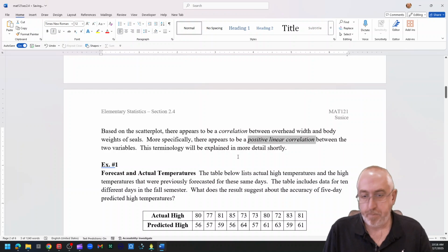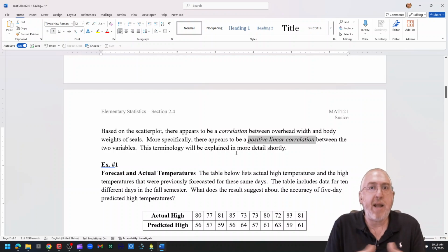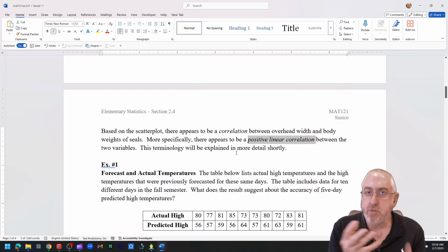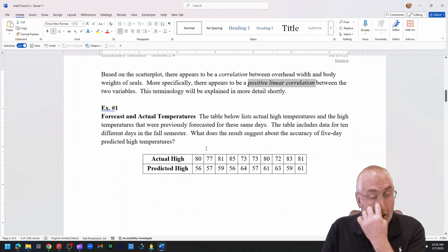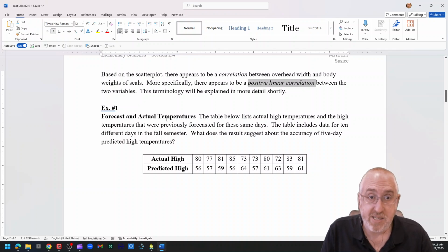So, okay, we're looking at visuals to see if there's some sort of relationship. So let's see how we can do that with a new set of data. You can see we have forecasts and actual temperatures here. So the table below lists the actual high temperatures and the high temperatures that were previously forecasted for these same days.